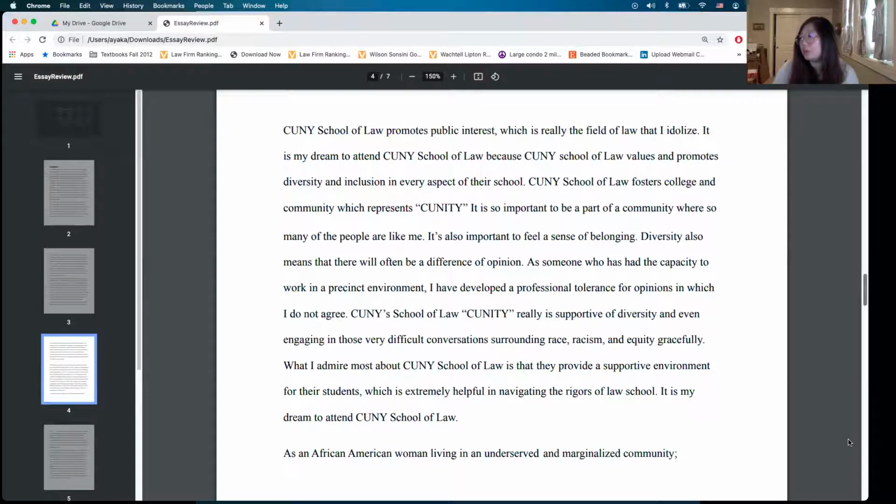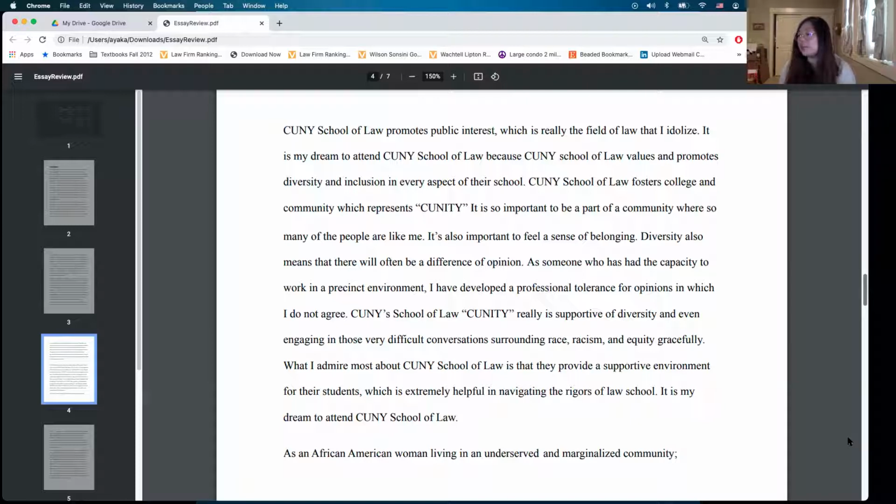CUNY School of Law promotes public interest, which is really the field of law that I idolize. It is my dream to attend CUNY School of Law because CUNY School of Law values and promotes diversity and inclusion in every aspect of their school. CUNY School of Law fosters college and community which represents CUNITY. It is so important to be part of a community where so many of the people are like me. It is so important to feel a sense of belonging.